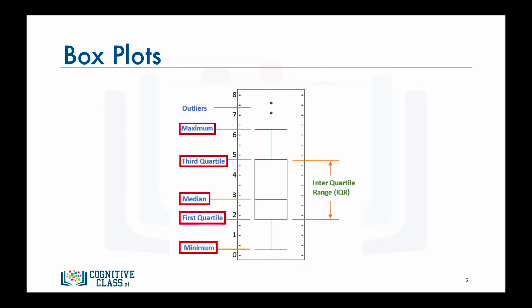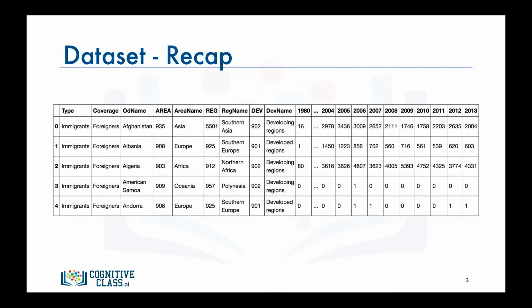Now let's see how we can create a boxplot with Matplotlib. Before we go over the code to do that, let's do a quick recap of our data set. Recall that each row represents a country and contains metadata about the country, such as where it is located geographically and whether it is developing or developed. Each row also contains numerical figures of annual immigration from that country to Canada from 1980 to 2013.